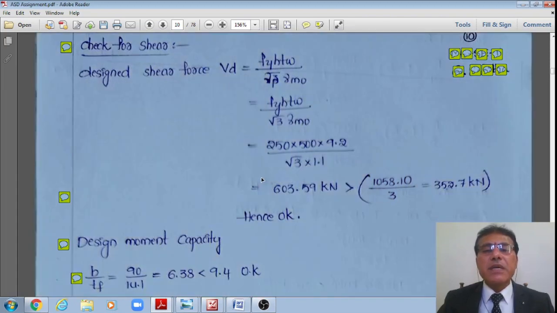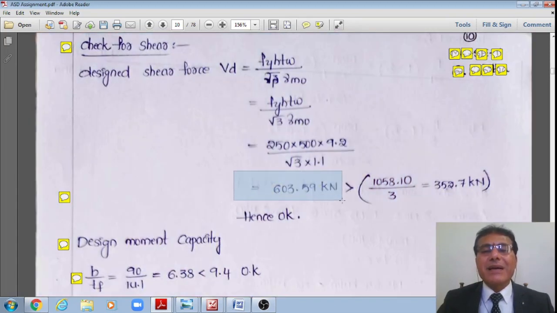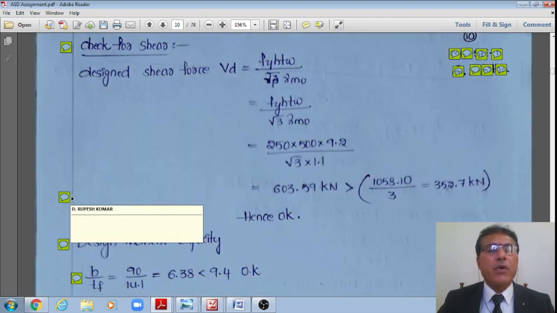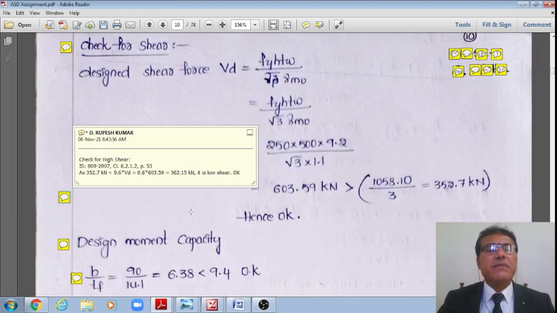Each of the sections has a shear strength, a design shear force VD, of 603, which is much greater than the factored shear force to which it is subjected, 352.7 kilonewton only. Therefore, it is okay. However, let me also check whether it is a case of high shear. Yes, check for the high shear.